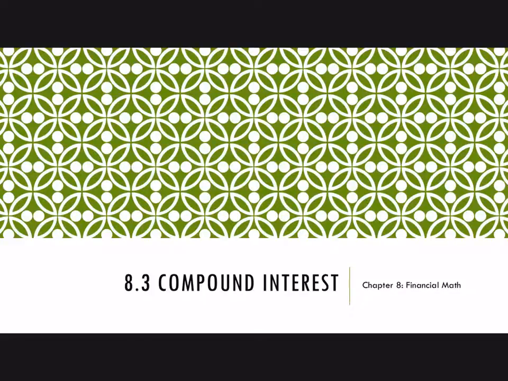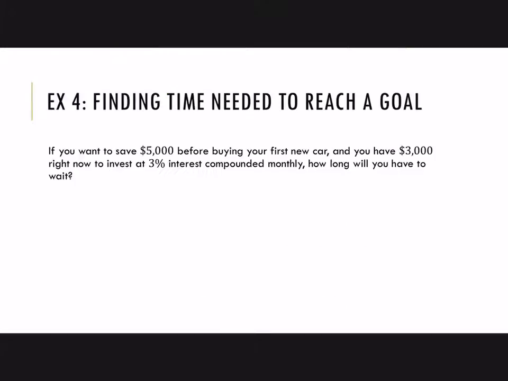In this video, we'll continue to look at the compound interest formula, and we'll also be using logarithms to solve for time needed to reach a savings goal. So here's our first example. If you want to save $5,000 before buying your first new car, and you have $3,000 right now to invest at 3% interest compounded monthly, how long will you have to wait?